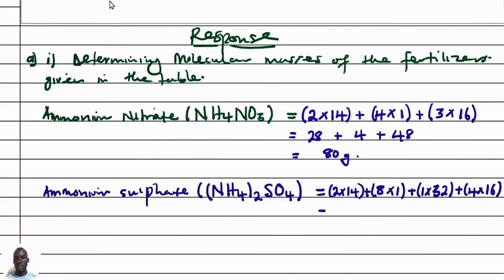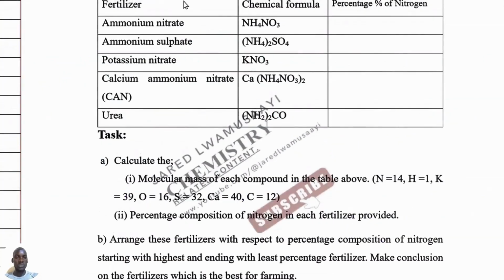As we simplify, we are getting 28 plus 8 plus 32 plus 64. So when I sum all these together, I'm getting 132 grams. So this becomes the molecular mass of the fertilizer ammonium sulfate. Then let us go to the next one, which is potassium nitrate fertilizer.